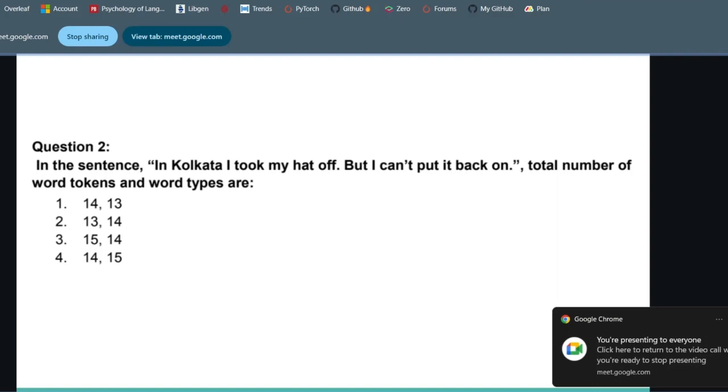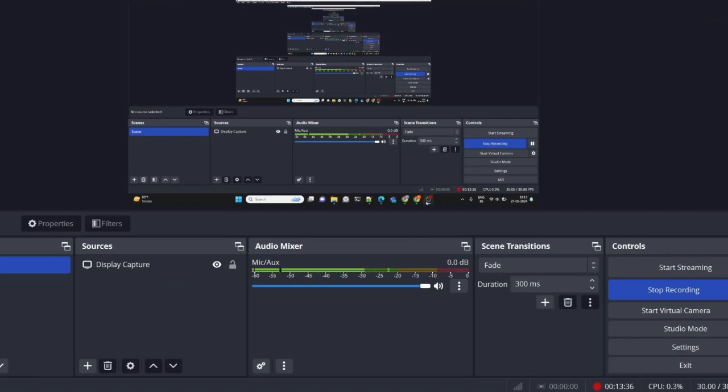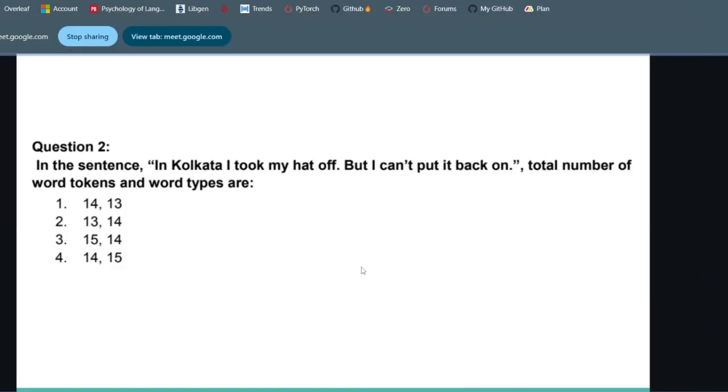Ma'am, can you explain again? Sure. Question number 2? Yes, ma'am. Okay, sure. The sentence that is given to us is "In Kolkata I took my hat off but I can't put it back on." What is asked is that we have to tell the total number of word tokens and word types.